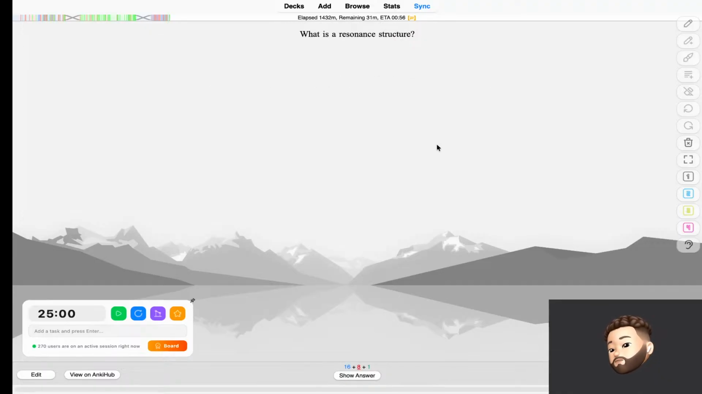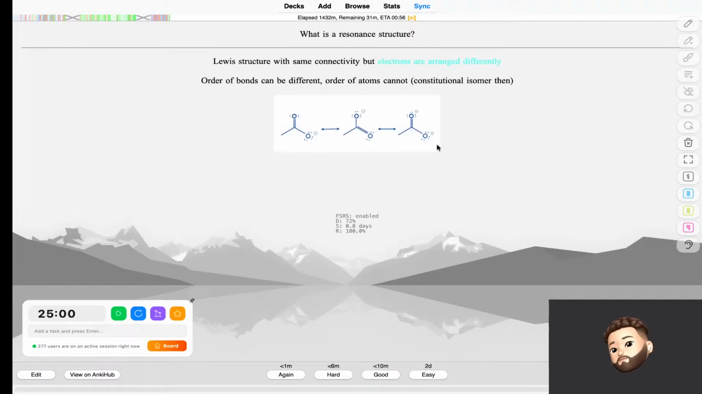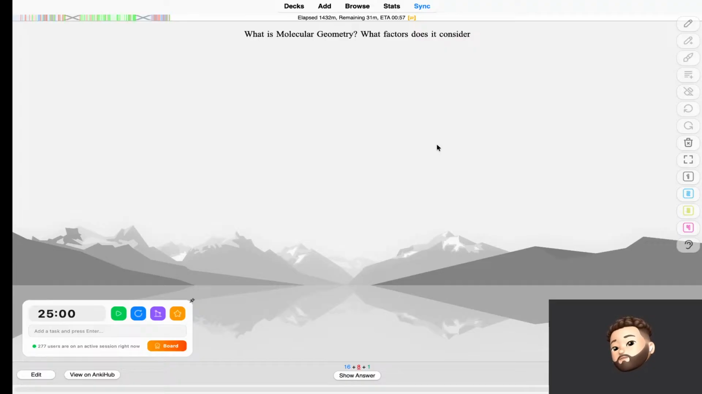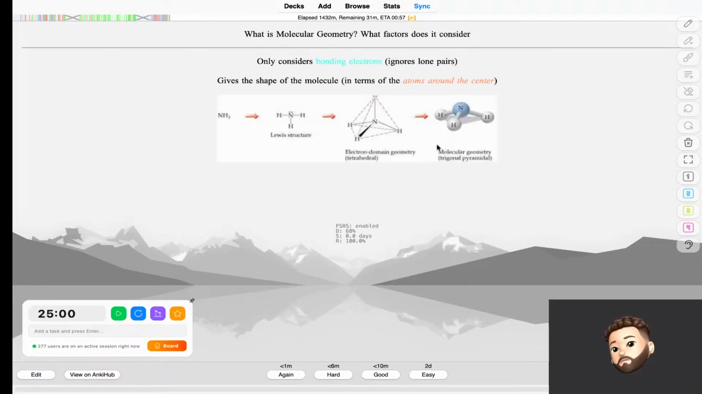A resonance structure is a Lewis structure with the same connectivity and different electronic arrangement. What is molecular geometry? It considers only the shape of the atoms connected to the center atom. It doesn't consider the non-bonded electrons or anything like that, or the electrons really.